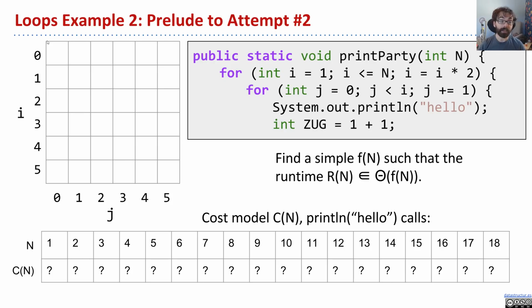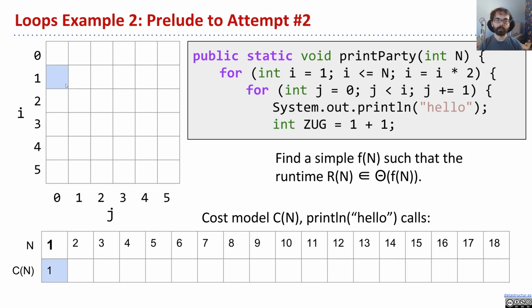I find these 2D grids for nested for loops to be incredibly useful, by the way. That's just a generally useful, wonderful idea. So let's start by considering n equals 1. Well, when n is equal to 1, then i is going to start off at 1, j is going to be 0, and that's it. We just get one single print statement.